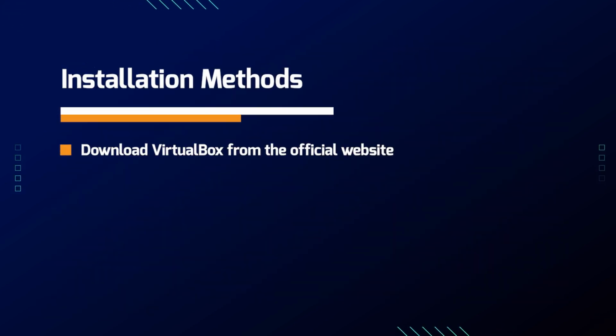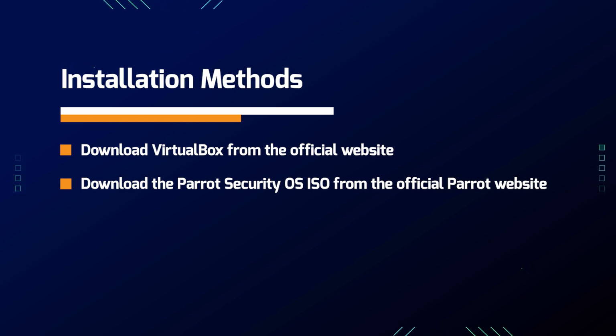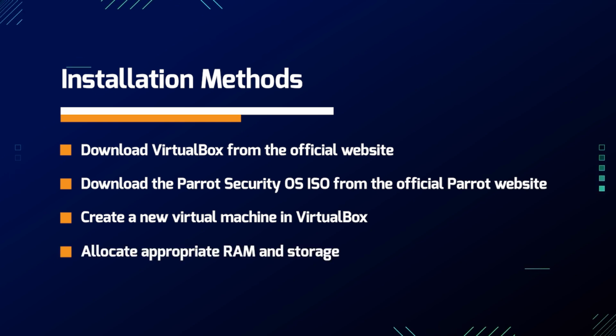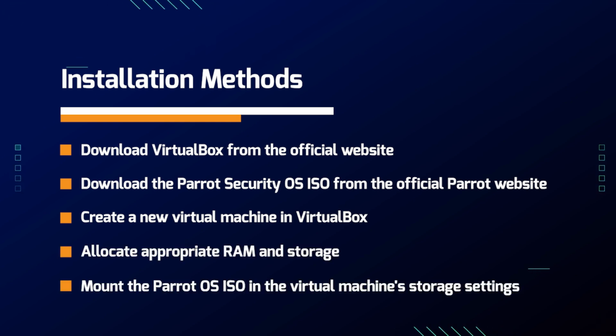Download the Parrot Security OS ISO from the official Parrot website. Create a new virtual machine in VirtualBox. Allocate appropriate RAM and storage. Mount the Parrot OS ISO in the virtual machine storage settings.